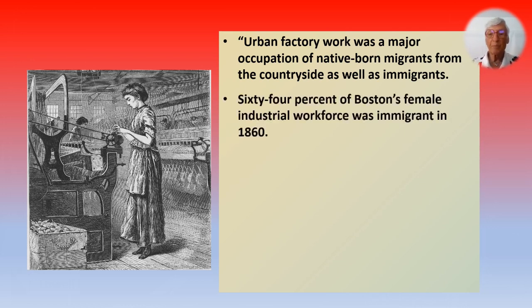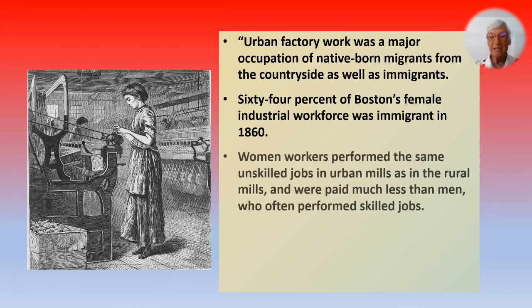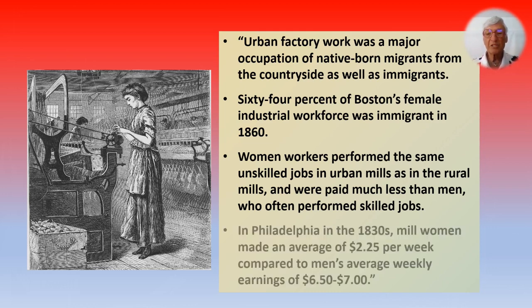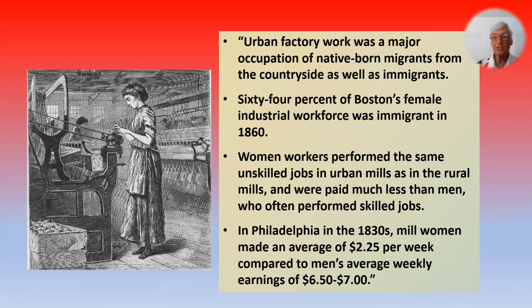64% of Boston's female industrial workforce was immigrant in 1860. Women workers performed the same unskilled jobs in urban mills as the rural mills, and they were paid much less than men, who often performed skilled jobs. In Philadelphia in the 1830s, mill women made an average of $2.25 per week, compared to men's average weekly earnings of $6.50 to $7 a week. You imagine that.